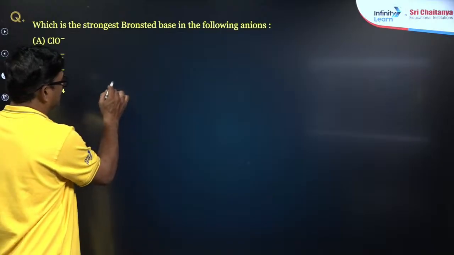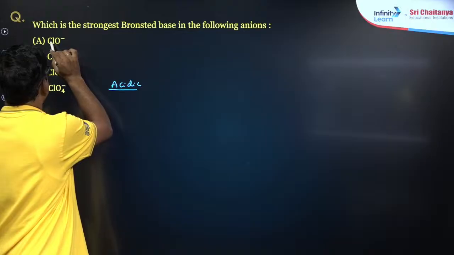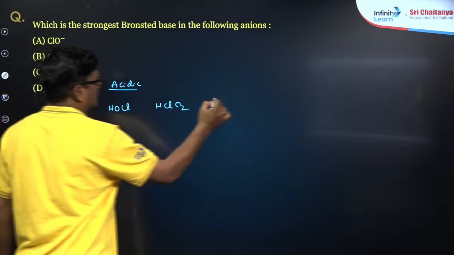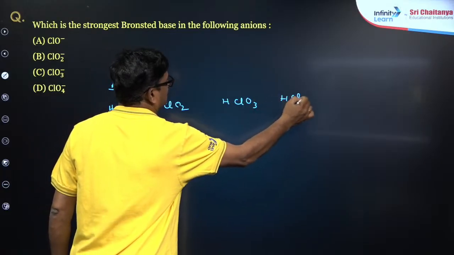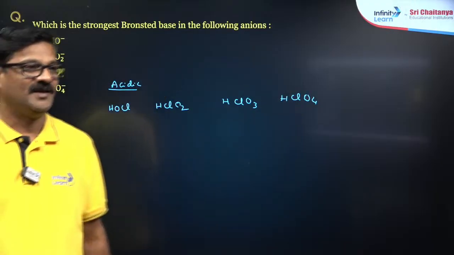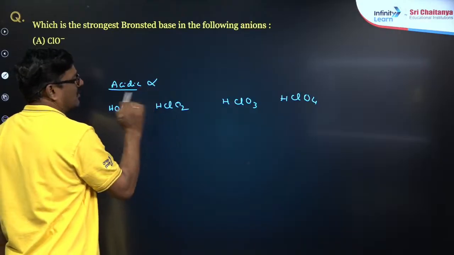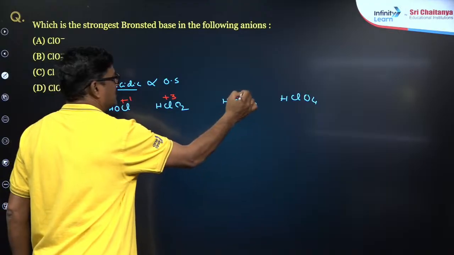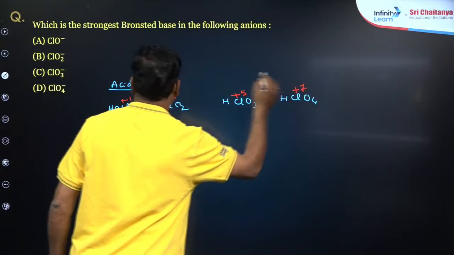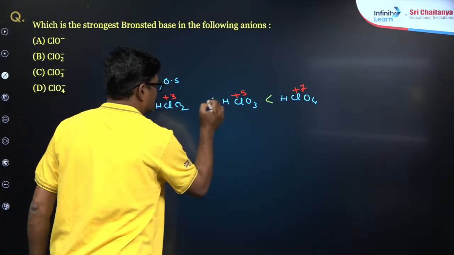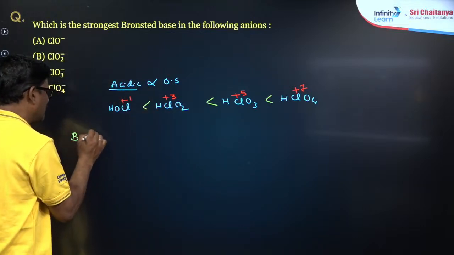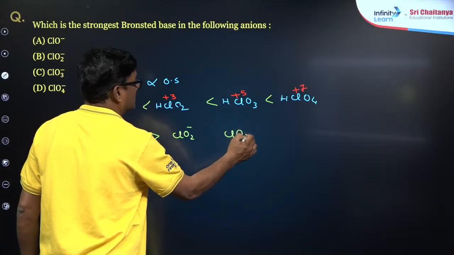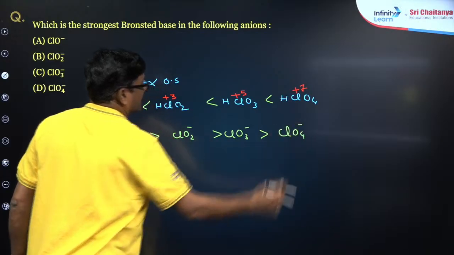In the same way, acidic strength: you take HClO, HClO2, HClO3 and HClO4. For the oxo acid, if the central atom is the same, acidic strength is directly proportional to oxidation state. Chlorine has +1, +3, +5 and +7 oxidation states, so we can say the acidic strength is going to be like this. And for the basic strength, a weak acid will have a strong conjugate base: ClO minus, ClO2 minus, ClO3 minus, and ClO4 minus. Are you getting or not? Clear?